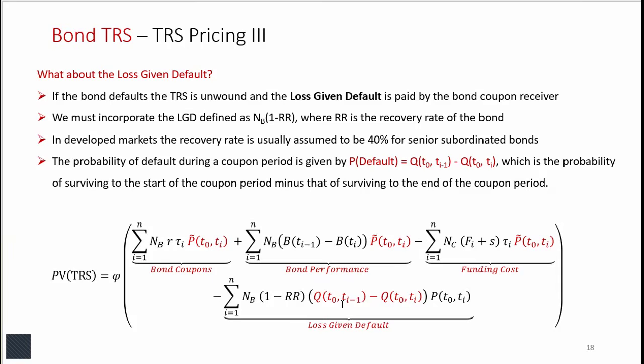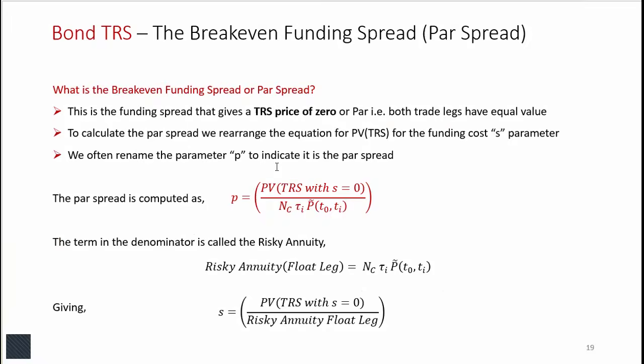We actually have to write it out. So just making you aware. The loss given default is bond notional times 1 minus recovery times the probability of defaulting times the discount factor. And you add that on, and then you have a complete TRS pricing formula. That's quite a lot of work to get to that point, but I wanted to take you through the components properly because it's quite a tricky product.